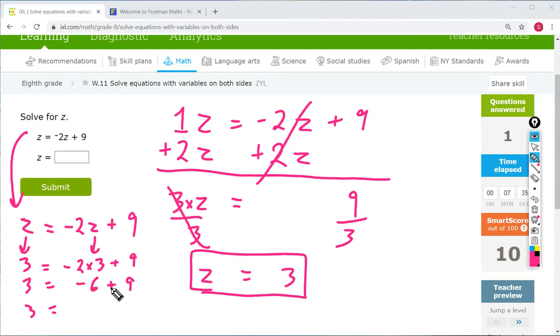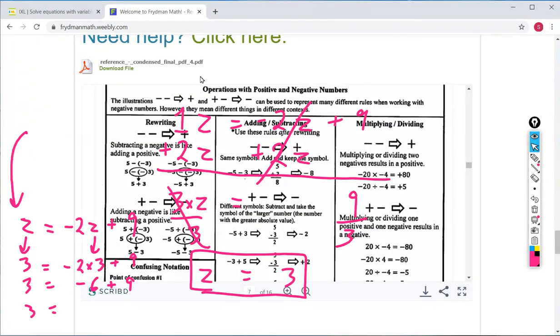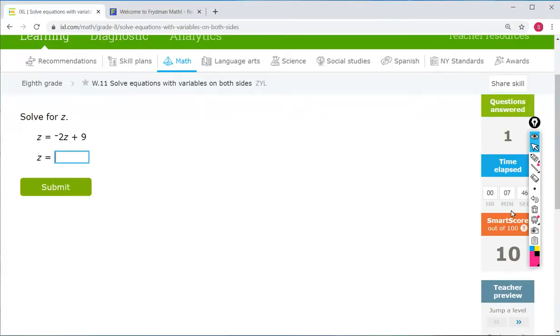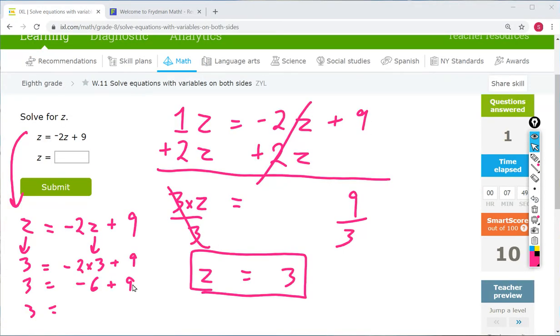Negative 6 plus 9. These are different symbols. So again, if you can't remember, go back to the reference page. Different symbols subtract and take the symbol of the larger number. So if I subtract these numbers, 9 minus 6 is 3, and I take the symbol of the larger number. 9 is bigger than 6, that had a plus sign in front of it, so I would get a positive 3 on this side. And I also had a positive 3 on the left side, so I get 3 equals 3, which is correct. So z here is equal to 3.